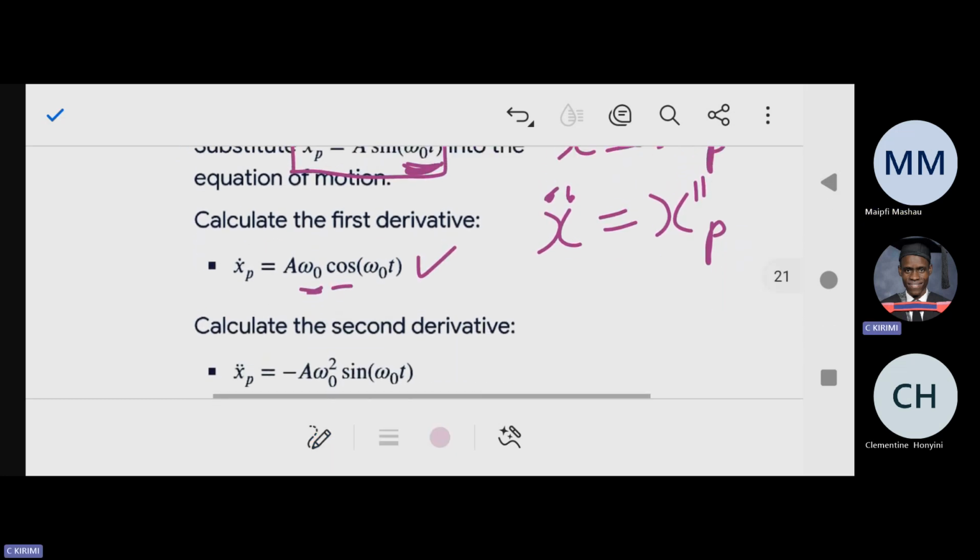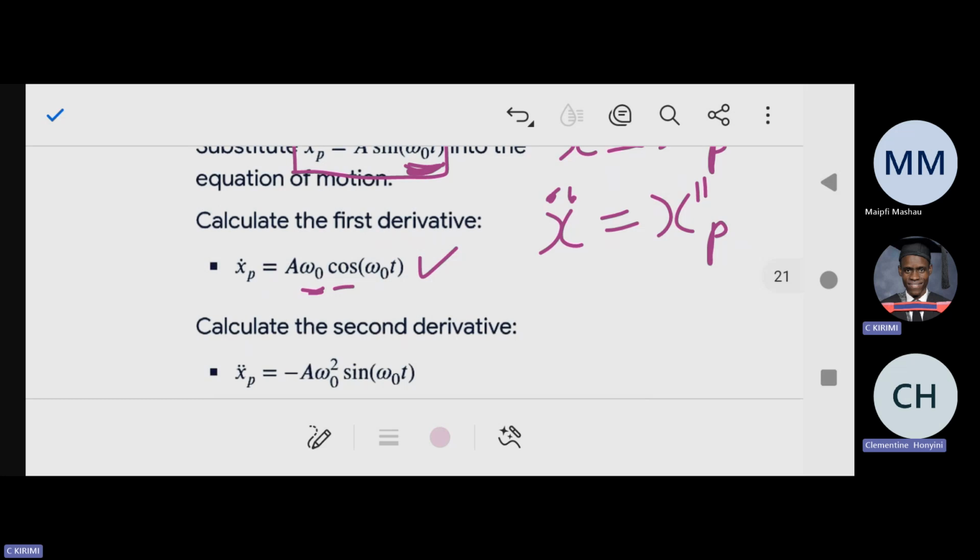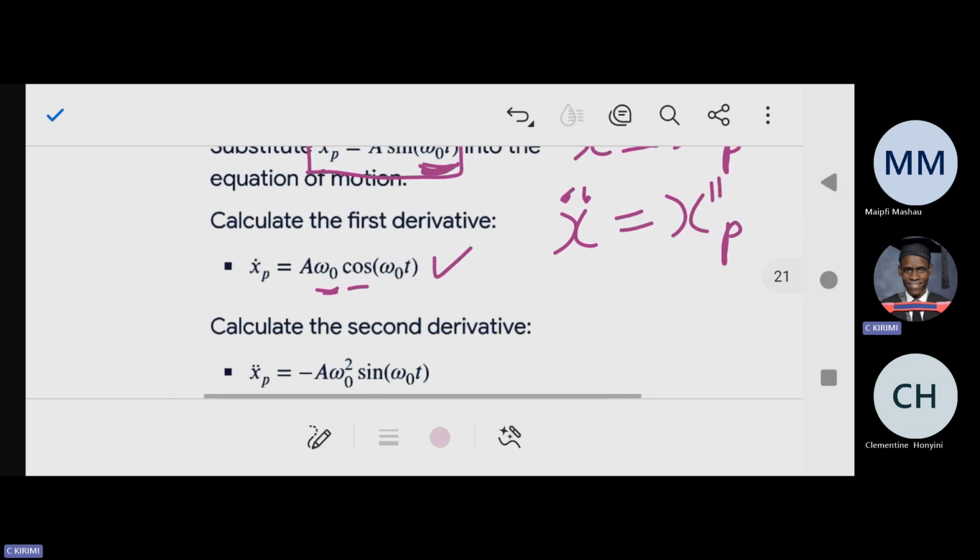Then you differentiate xp again, twice, which means you are differentiating the first derivative. Already I have a, so I'm going to differentiate this expression again. When you differentiate cos, you get a negative sine. There is omega t, then you differentiate omega t with respect to time, you get this constant omega because of the chain rule of differentiation.